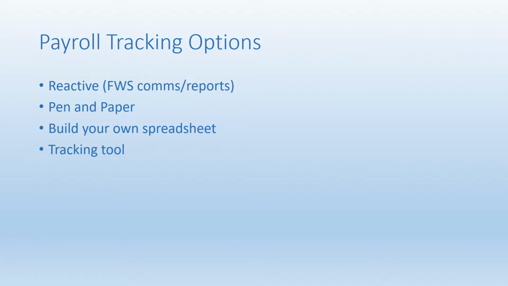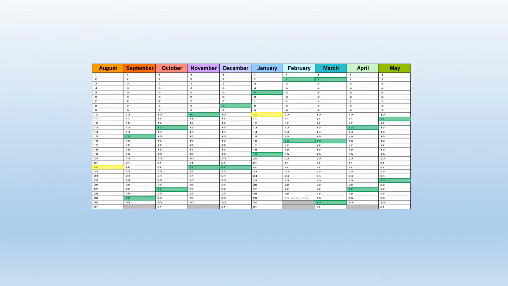To that end, we have 4 different methods that we can talk about with you today. The first being a reactive one, utilizing Federal Work-Study communications and reports generated by the Federal Work-Study team. If we go back and look at our payroll period, again, for a payroll paid out on October 27th, we're looking at earnings for September 29th through October 12th.